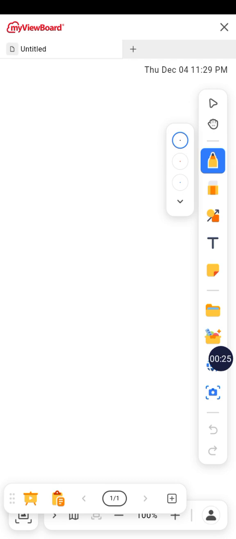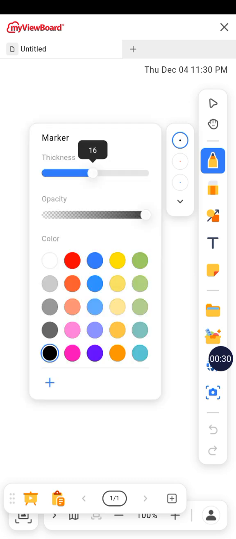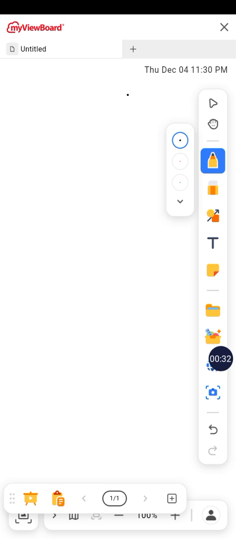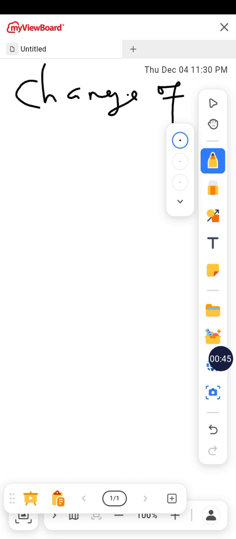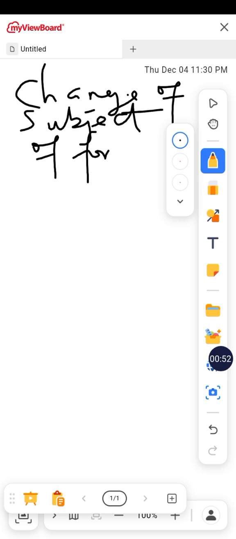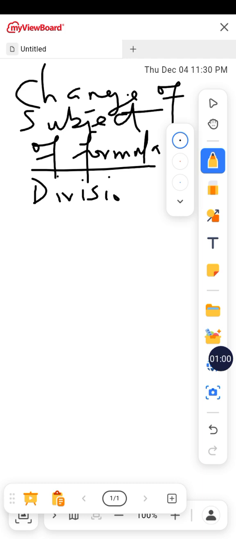This evening, we shall be exploring part 2 of our change of subject of formula. Previously, we have looked at change of subject of formula under addition, subtraction, and multiplication. So this evening, we are going to look at change of subject of formula under division. So when you have a division problem, how do you go about it?